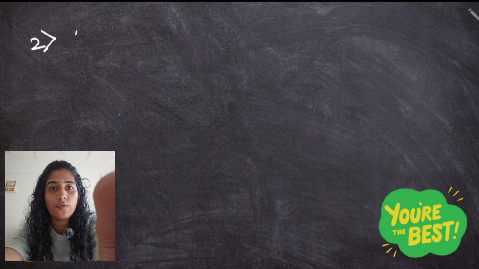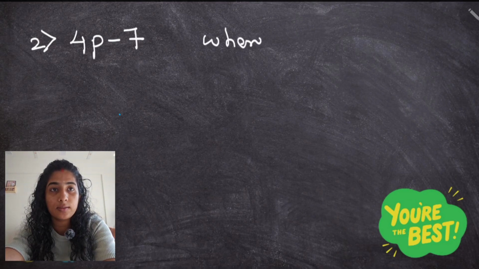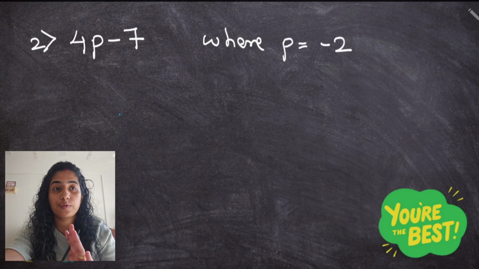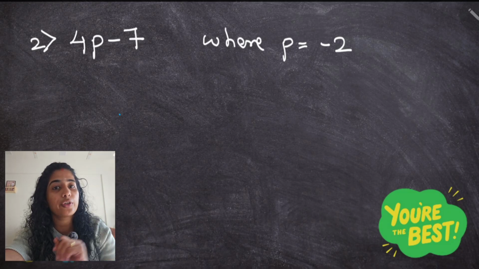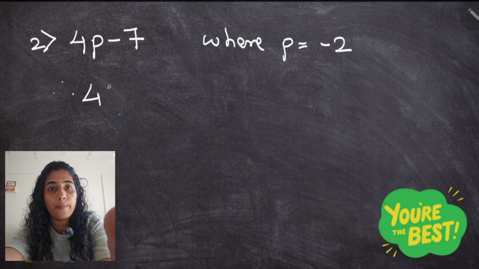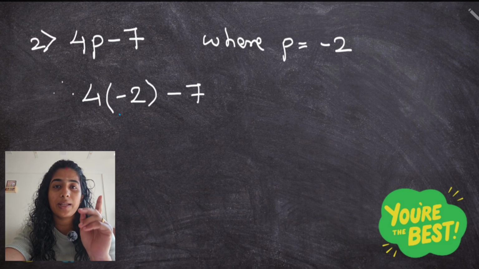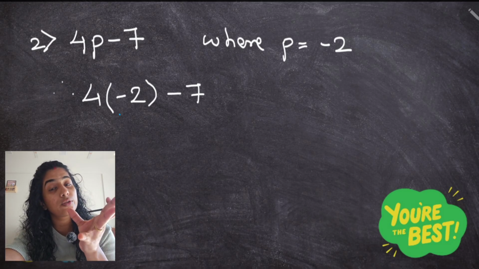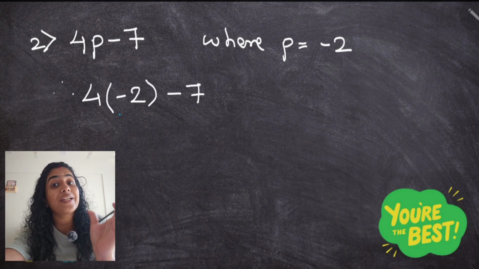The question is 4p minus 7, where the value of p is given as minus 2. Minus 2 is the value given for p. So what you are going to do is you are going to simply put the value of p. Instead of p, you are going to write minus 2. So 4 will be as it is. p will become minus 2, minus 7. Now here you have to remember that when you are solving questions with regards to algebraic expression or equation, here you will be using the concept of integers too.